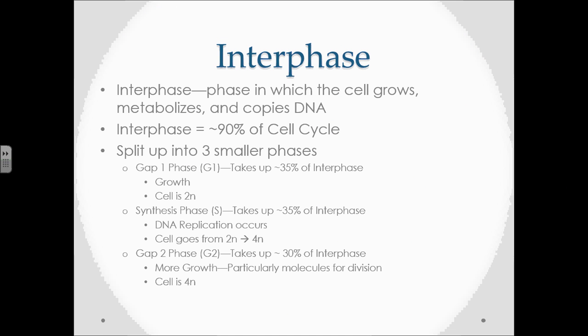So we talked a little bit about this interphase, but what exactly is it? It's a phase in which the cell grows, it metabolizes, and this is really important, it copies the genetic material. This is what causes that chromosome to actually have two sister chromatids and be identical. This one is the same.